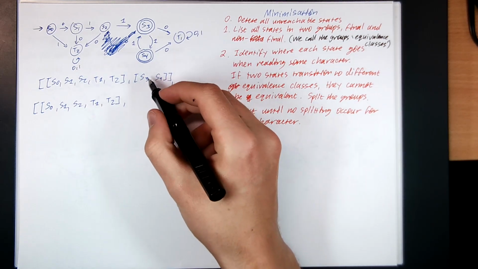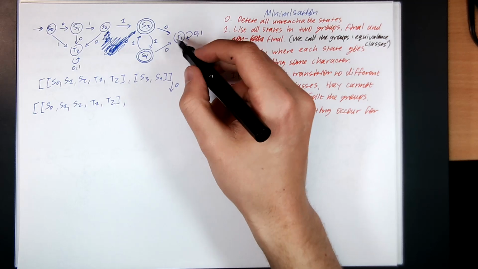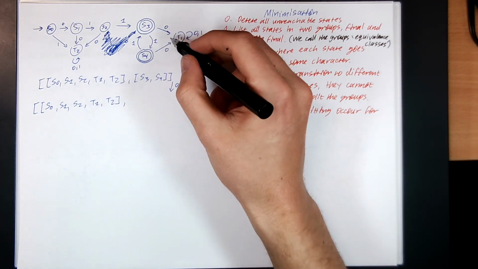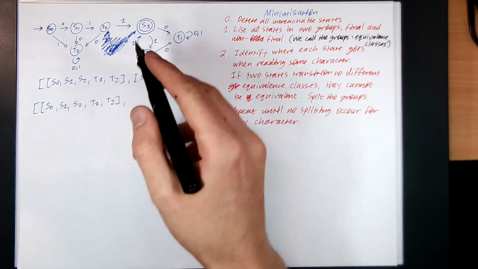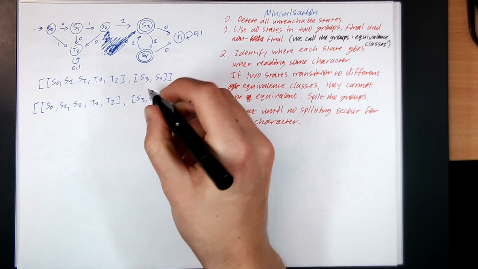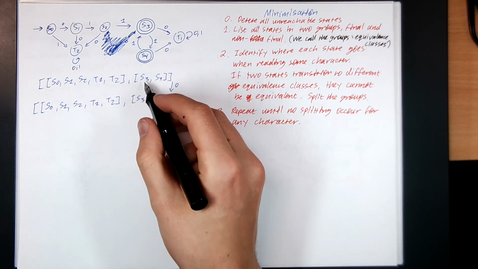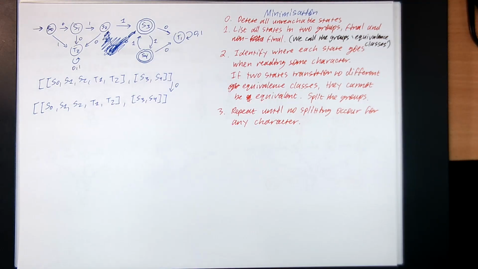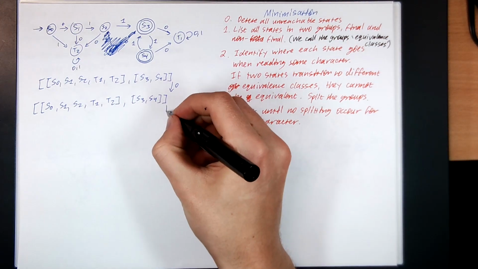And under 0, S3 goes to T1 and S4 goes to T1. They both go to the same group, namely this group, which means we can't split anything just yet, because both S3 and S4 act the same. They both go to the same group when reading a 0. So no splits yet. Well, 0 didn't do anything, so let's try 1.